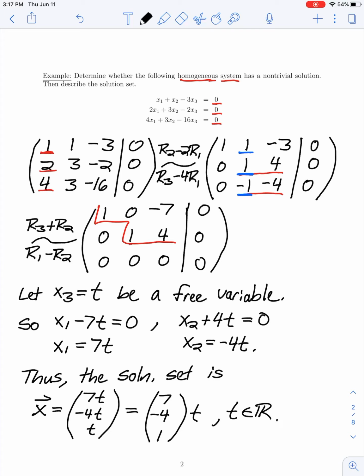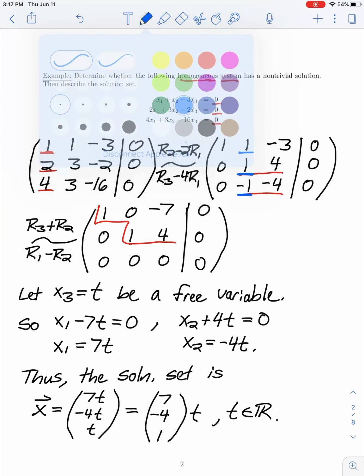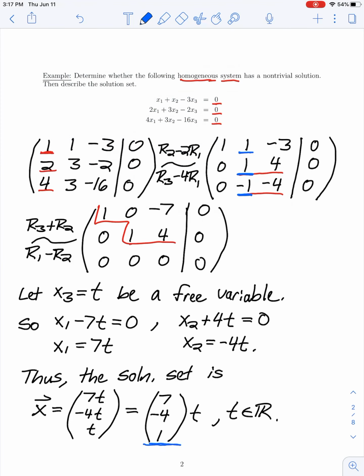So here, if we're trying to describe this solution set, it is the set of all scalar multiples of this vector, 7, negative 4, 1. We're just multiplying it by some real number t, and for different values of t, we're just scaling the length of that vector, or maybe reversing its direction.